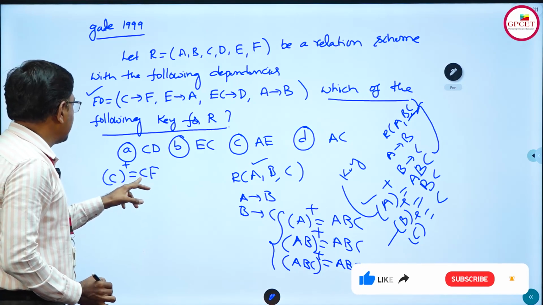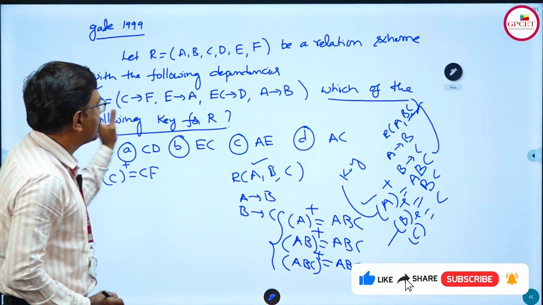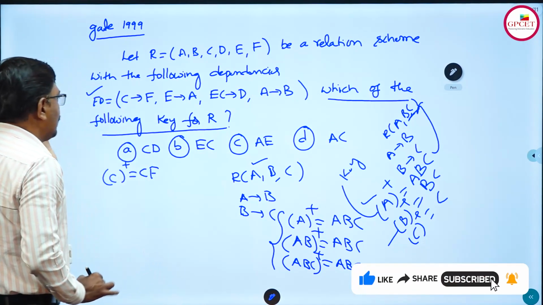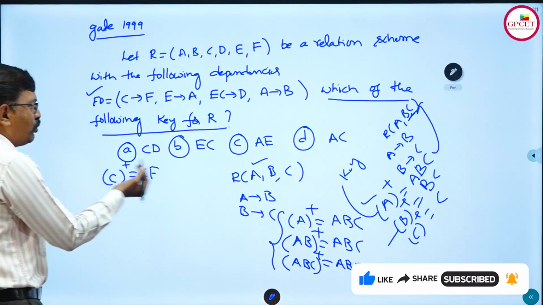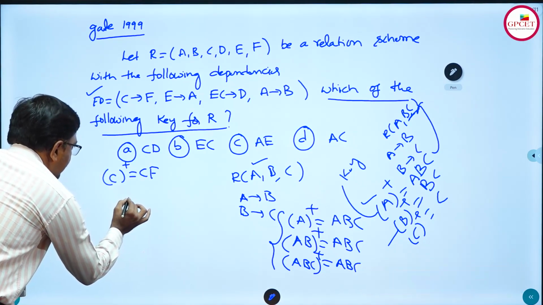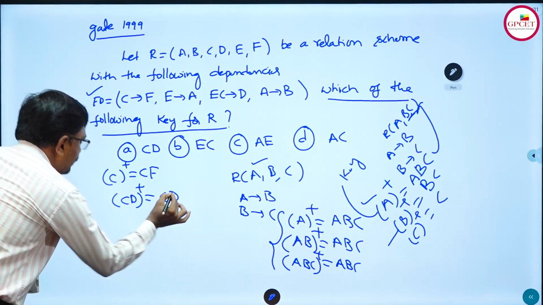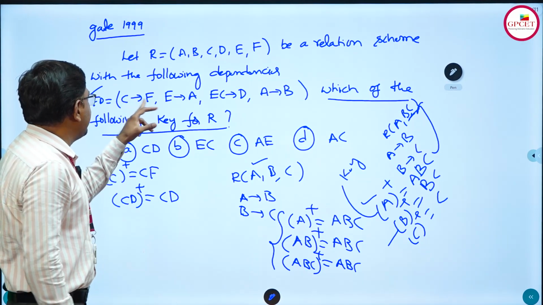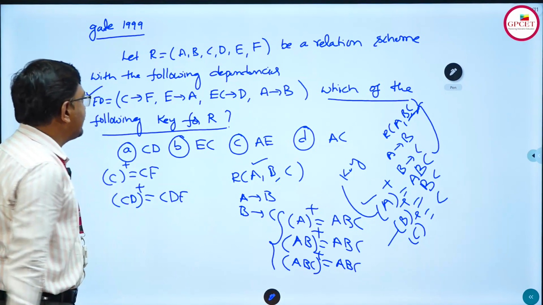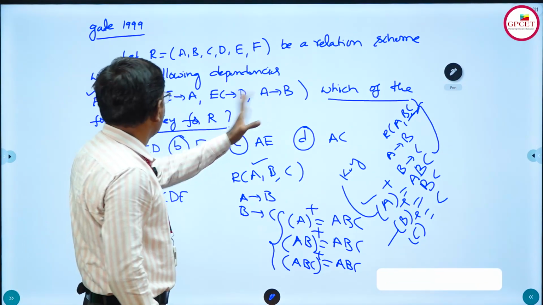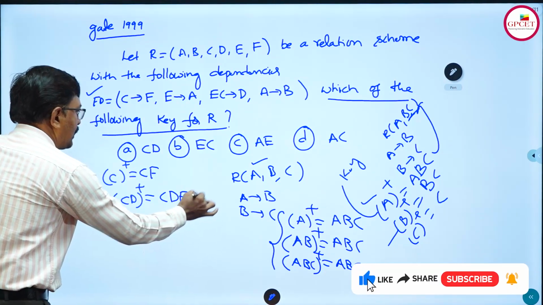Because of C closure, we can simply add C and then we can get F. Is there any F? Does F derive anything? No. That's why, based on the reverse engineering we apply, the first one, A, is the answer. That is the CD closure. What is CD? Simply we can add CD. What does C derive? F. C derives F. What is F? No. That's why this is not a key.